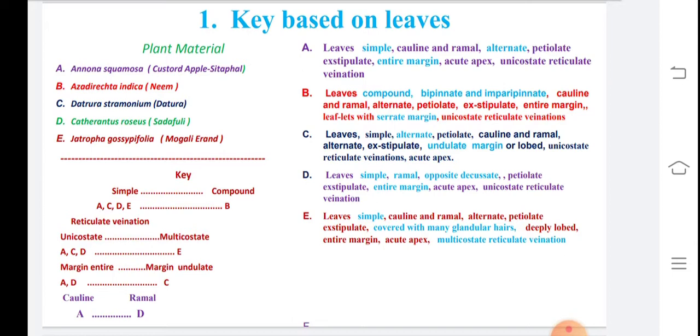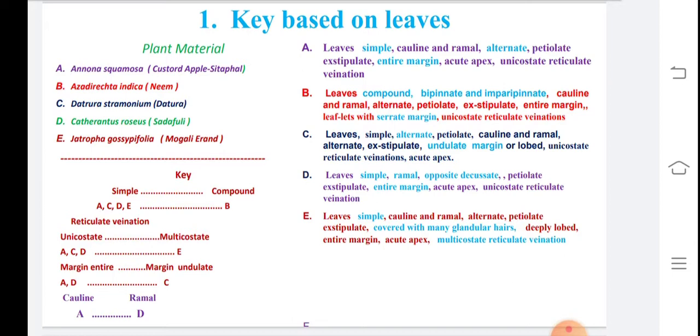C material, Datura stramonium. So leaves simple, alternate, petiolate, cauline and the ramal. So we have to consider this character. Then secondly undulate margin. So in some, entire margin is there, serrate margin. So here the undulate margin is important. Or lobed, unicostate reticulate venation, acute apex.